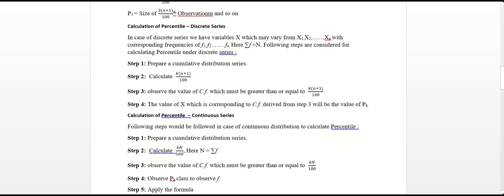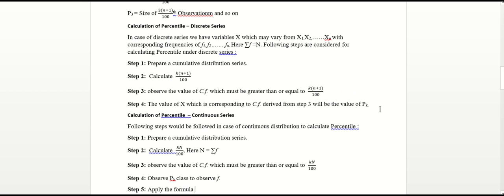So similarly in discrete series, we will again find cumulative frequency. Then we will apply the formula kn by 100, and then we will observe a value from CF which is greater than or equal to kn by 100. So here we want to find the corresponding value of x to the CF, so that we can calculate Pk, percentile. Okay.